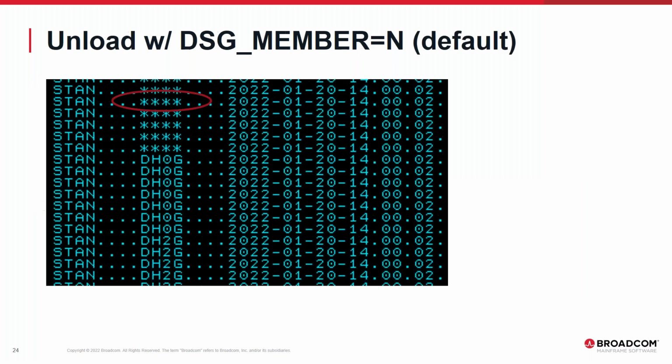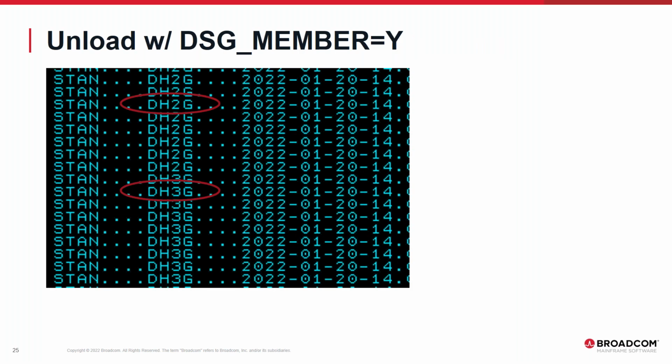And similarly, from an unload perspective, when you unload with DSG member no, if you have a metric that appears on more than one of your subsystems in the data sharing group, you will end up getting asterisks because this indicates an aggregated metric that's been extracted. So you get asterisks currently with member no. If you change to member yes, you'll no longer get asterisks because you'll no longer do the aggregation. You'll see individual metrics for each of your SSIDs.